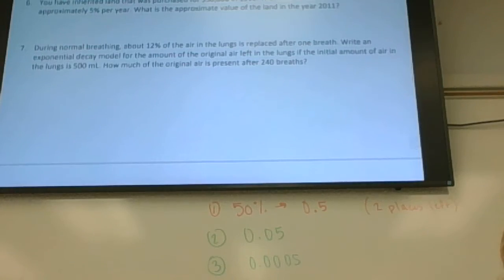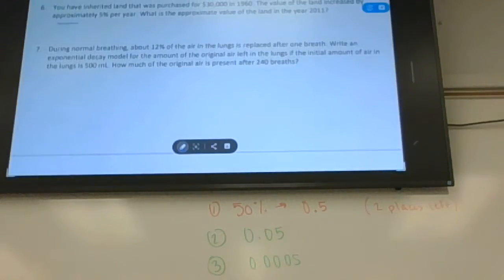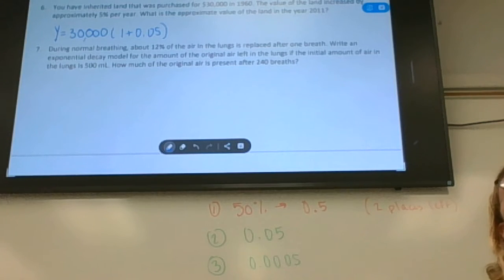Let's do it. I feel like $30,000 in 1960 was a really good piece of land. How many years are between 1960 and 2011? I gotta go with 51, because 40 years to get to 2000, then 11 more years. 51.